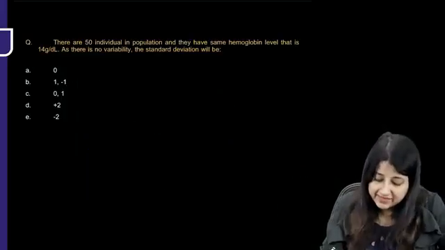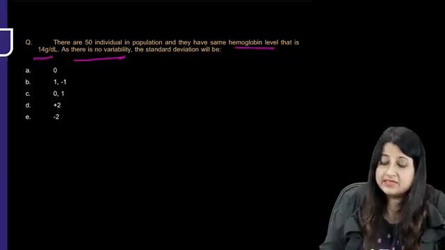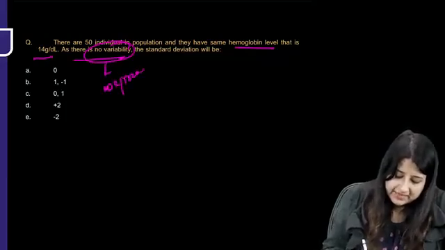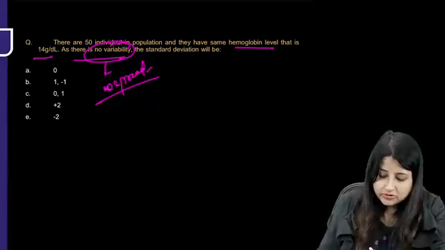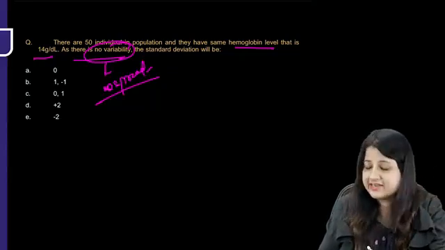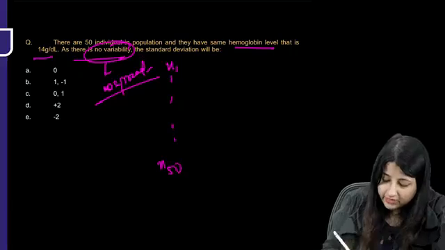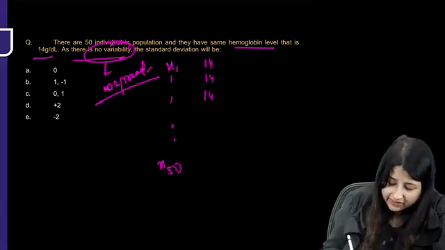Now look at this. There are 50 individuals in the population and they all have the same hemoglobin level, that is 14. As there is no variability, no variability means no spread. So obviously that means mean is also 14 and everybody has a value of 14. No spread, so standard deviation is 0. Say there are 50 students and they have the same hemoglobin level. So everybody has 14, 14, 14, 14.